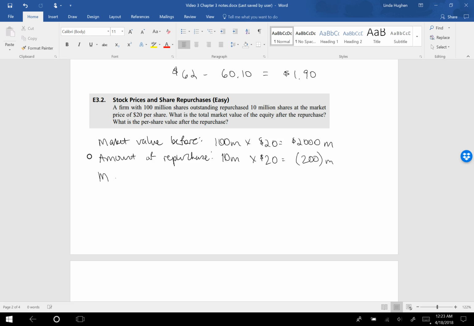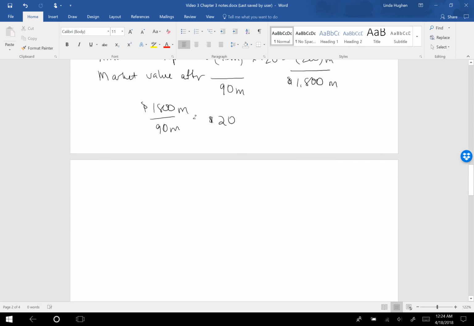And the market value after repurchase is 1,800 million. This is based on how many shares? Well, I had 100 million, bought back 10 million. So 90 million shares are outstanding. So the market price per share is 1,800 million divided by 90 million. Market price per share is $20, exactly what it was before. So we see that a repurchase at market price does not affect the firm value.